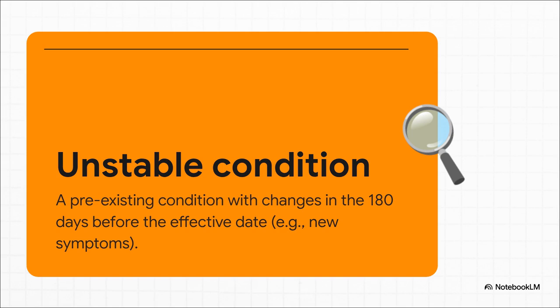So what does unstable even mean? Well, the policy is pretty clear on this. Basically, if anything about that pre-existing condition has changed in the 180 days, that's about 6 months, before your trip started, it's considered unstable. That could be anything. New symptoms popping up, a doctor changing your medication, a new kind of treatment, or a trip to the hospital. If any of that happened, that condition is unstable and it won't be covered even on the enhanced plan.